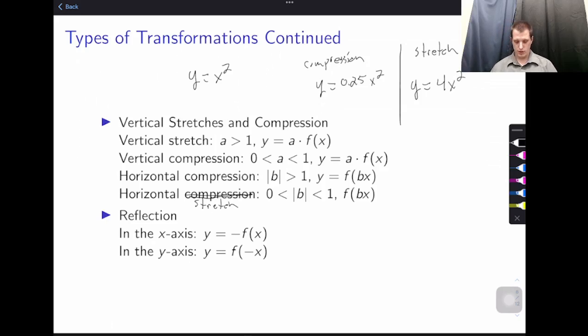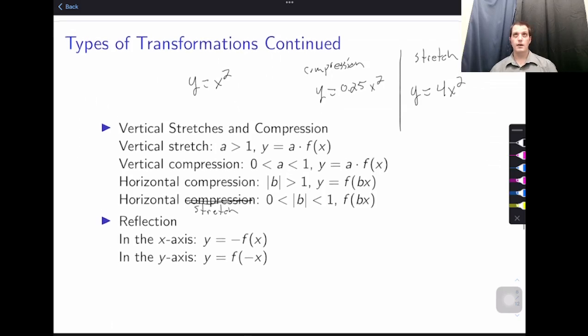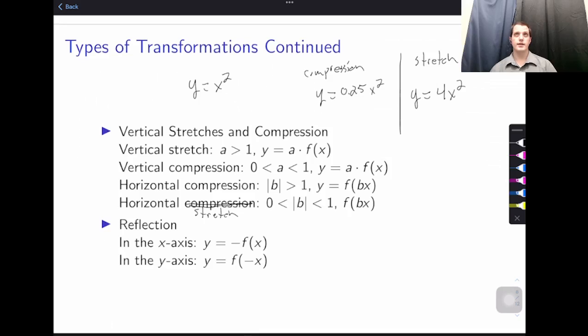So for the compression, which we did here, the number we're multiplying our f of x by from the parent function is less than 1 but greater than 0. It's a decimal number, which is less than 1. Our stretch, on the other hand, is a number greater than 1. So 4 is greater than 1. It's not much, but it is.